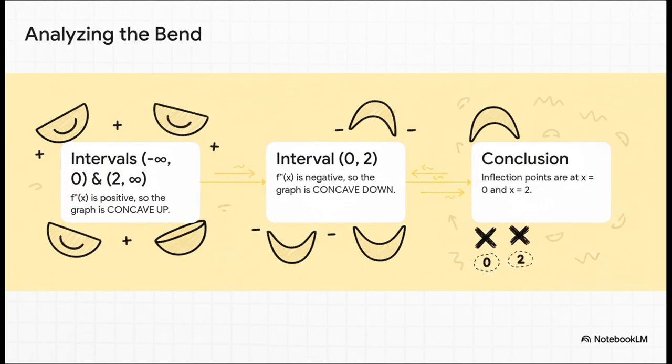Okay, let's test the regions again. For any x less than 0 or greater than 2, that second derivative is positive. So the curve is concave up, like a cup. But between 0 and 2, it's negative. So in that stretch, the curve is concave down, like a frown. And because the concavity actually changes at both x equals 0 and x equals 2, we've just confirmed it. They are for sure our points of inflection.